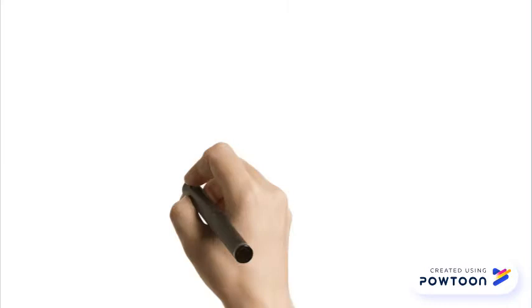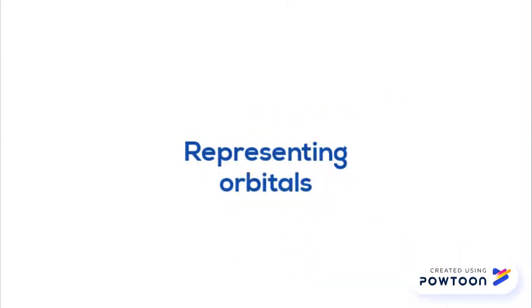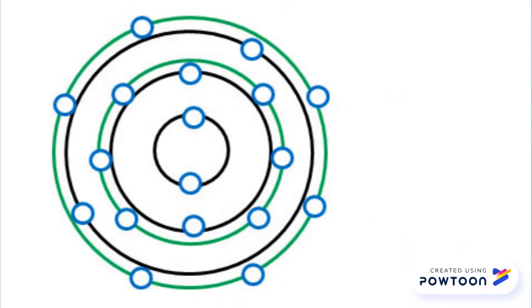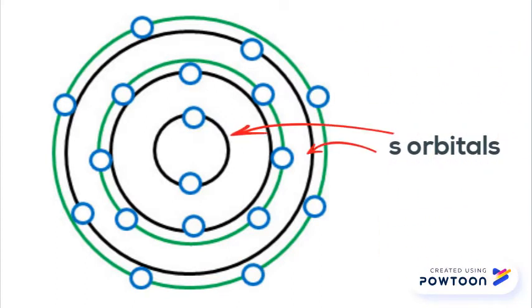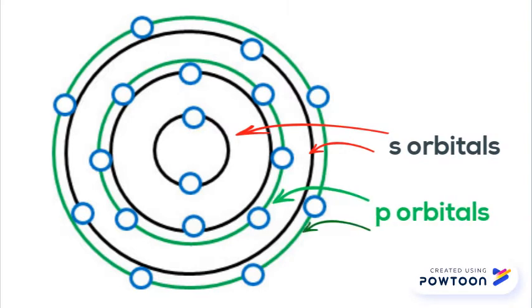There is an easy way to visualize the orbitals around an atom. In this diagram, each group of circles represents a shell. For simplicity, the s orbitals are colored in black and the p orbitals in green. Only a few orbitals are represented in this sketch, but there can be many more.